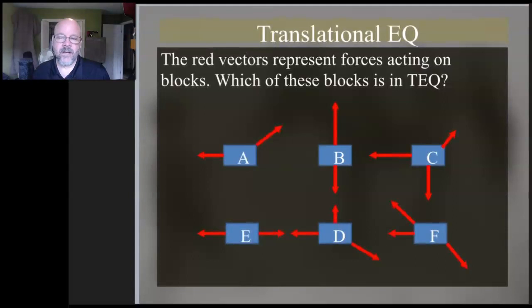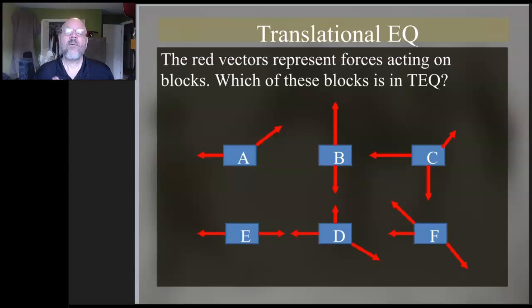So take a look here at these different blocks, A, B, C, D, E, and F. We want to look at them, and they've got some forces acting on them. They're getting pulled in different ways by different forces. Now, some of these blocks could be in equilibrium. Since we don't have any numbers, we don't really know for sure, but they might appear to be in equilibrium. Others are obviously not in equilibrium.